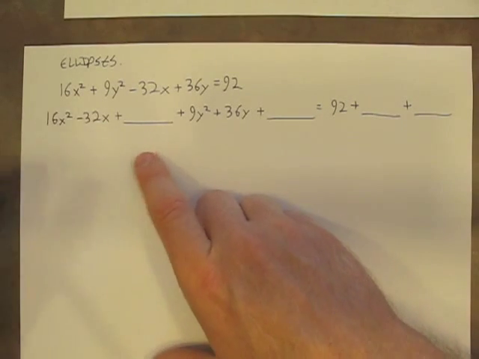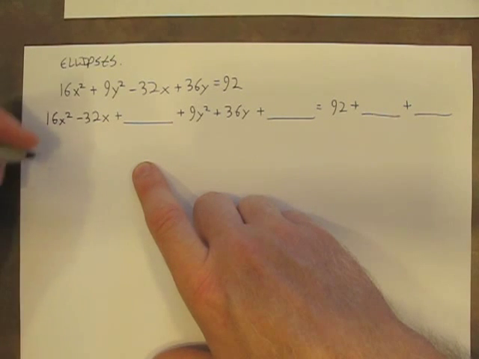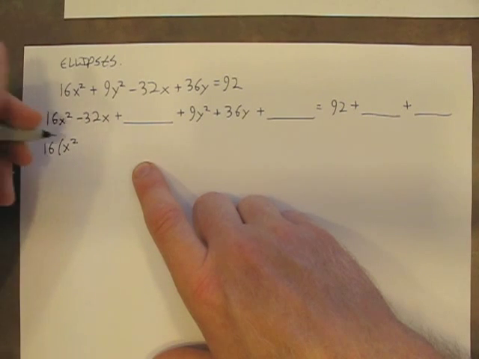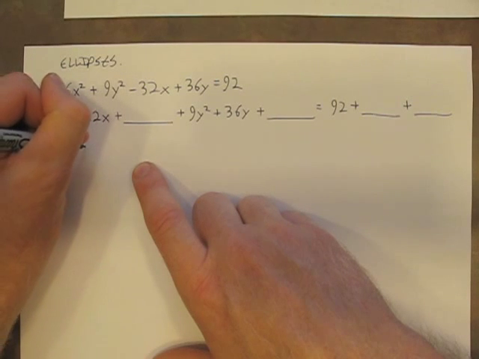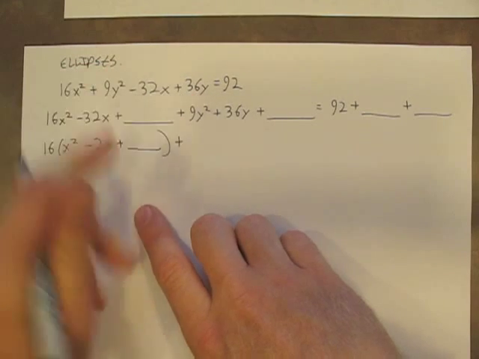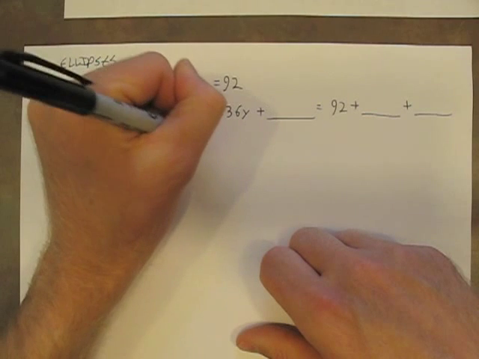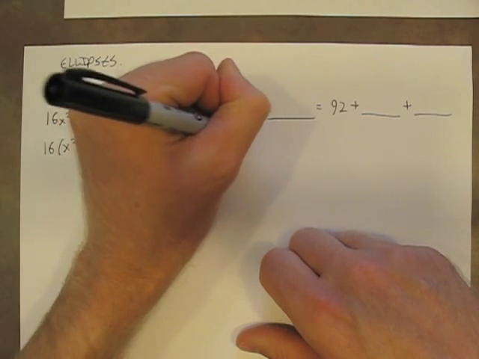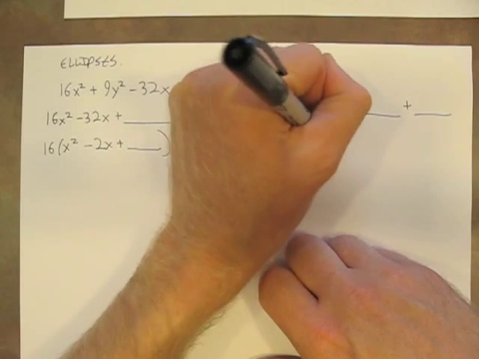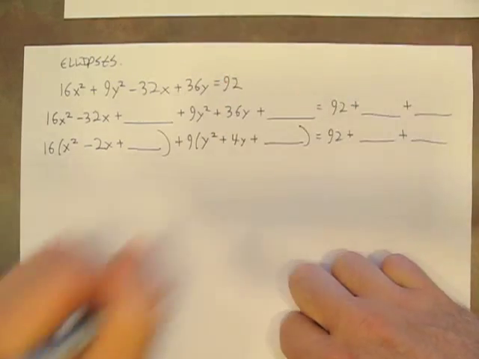Now I'm going to do a little grouping here. This has 16 in it. This also has a 16 in it. So I'm going to pull a 16 out. I'm going to get 16 parentheses x squared minus 2x plus blank plus, this is a 9, that also has a 9, 9 y squared plus 4y plus blank equals 92 plus blank plus blank.